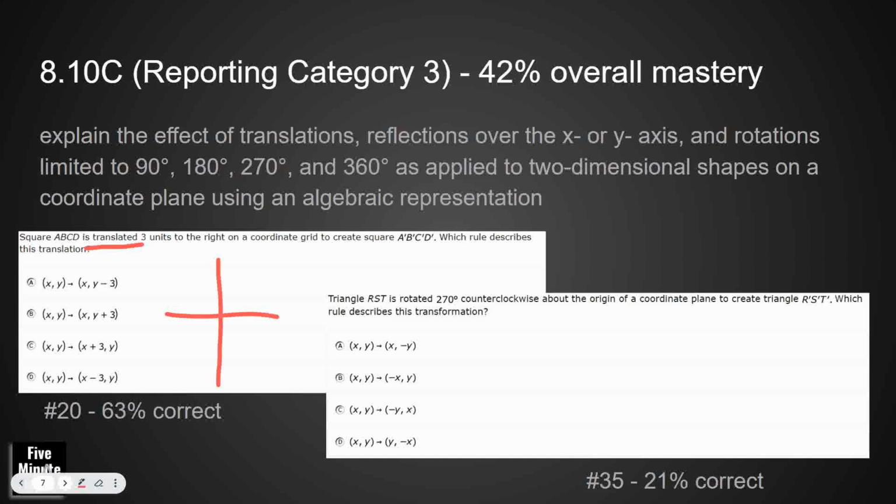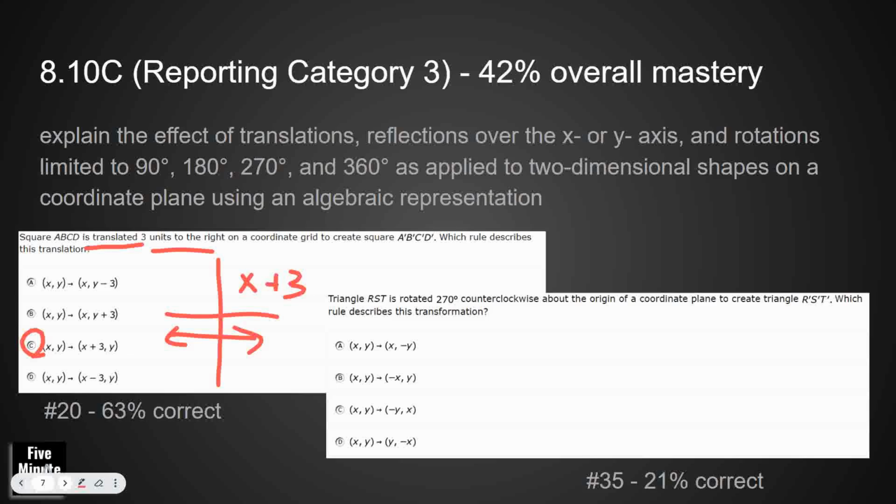When we're looking at a translation, we're going 3 units to the right on the coordinate grid. So hopefully we see that left and right is our x-axis. And if we're going to the right, we are adding 3. So that's going to be our answer. Simple as that. It doesn't matter what the shape is. If it's to the left or right, it's the x-axis. If it's up or down, it's the y-axis. And if it's going to the right, it's increasing. It's getting a +3. It's number 35.